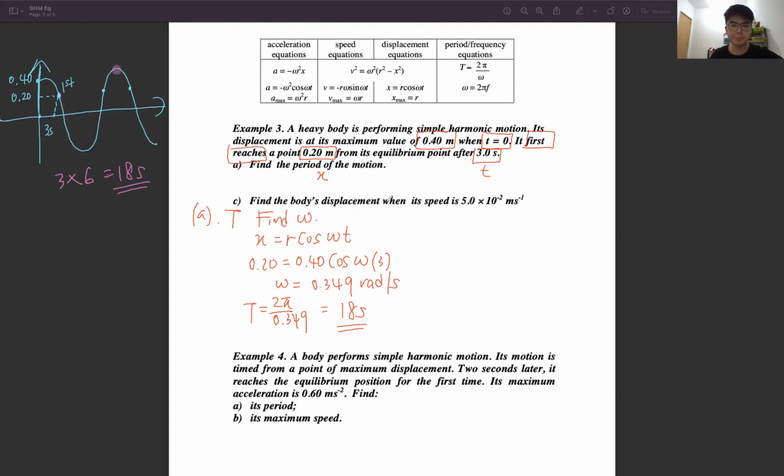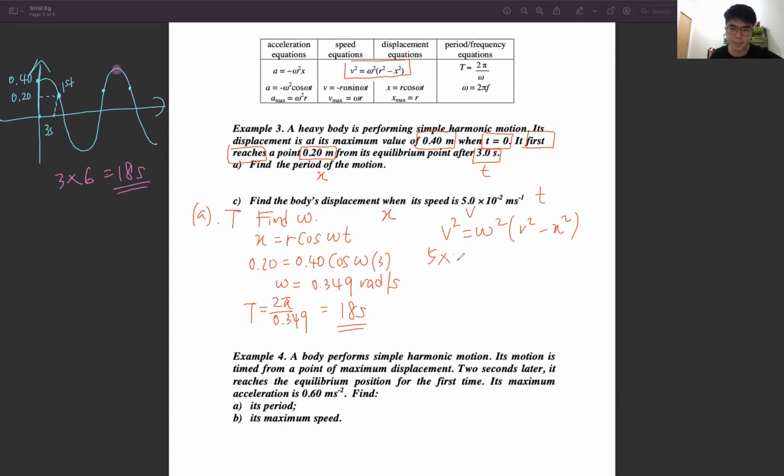Okay. Now C, find the body displacement when its speed is 5 times 10 to the power of -2. We want to find the body displacement x when the speed v is this one. Which formula do we use? Is the time t mentioned? No, right? No t. So we don't need to use the sine or cosine. We use this one: v squared equals omega squared times (r squared minus x squared).